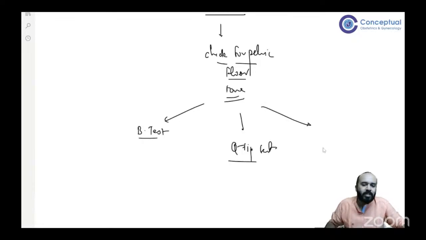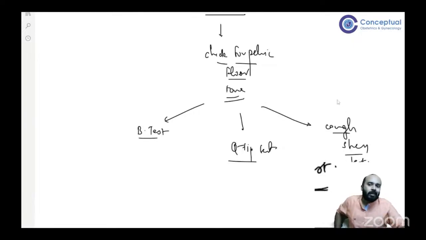After she is done with all this, I will ask the female to go and urinate and come back, and then I'll do something called a cuff stress test. So it shows how severe her SUI is.